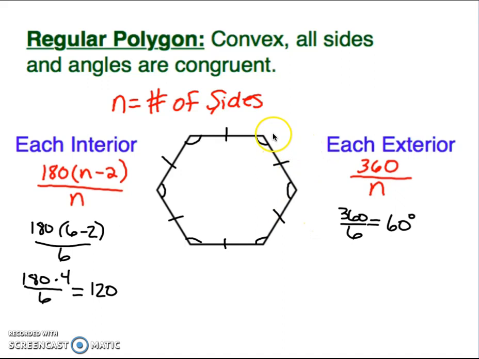And if we were to draw our exterior angles on here, remember that they come off the side. So right here would be one of our exterior angles, and that would be 60 degrees. And here would be another exterior angle, and that would also be 60 degrees.